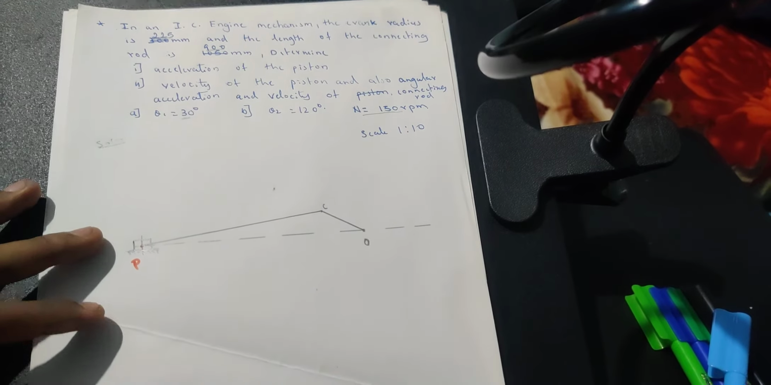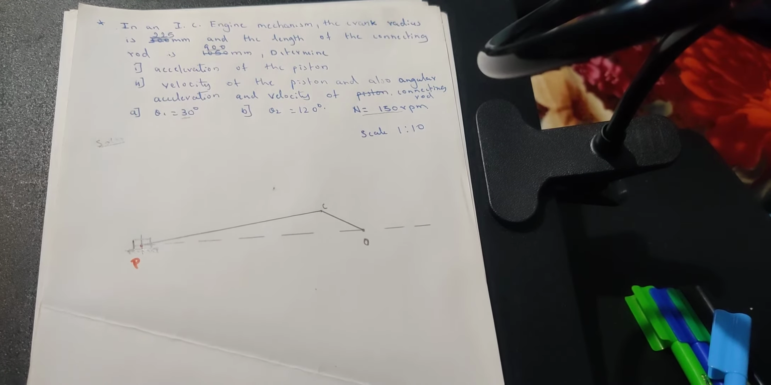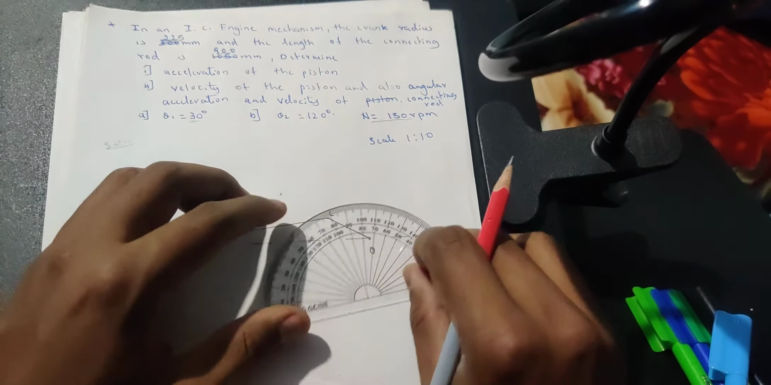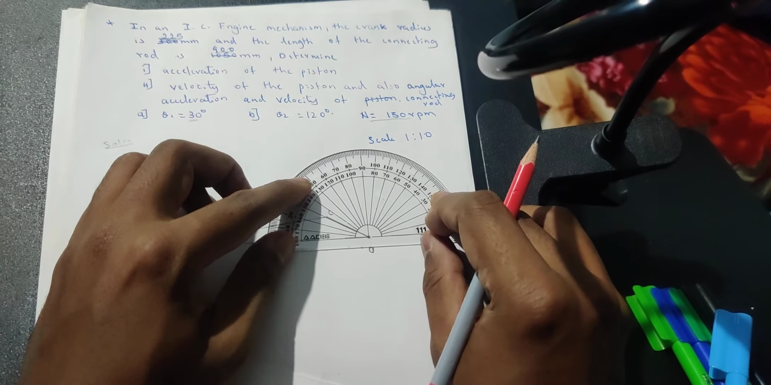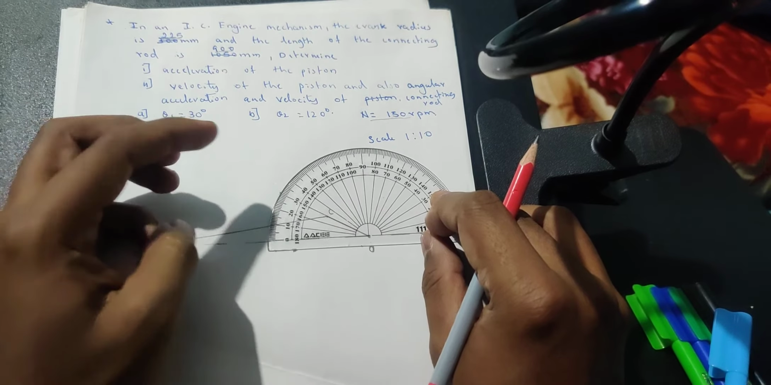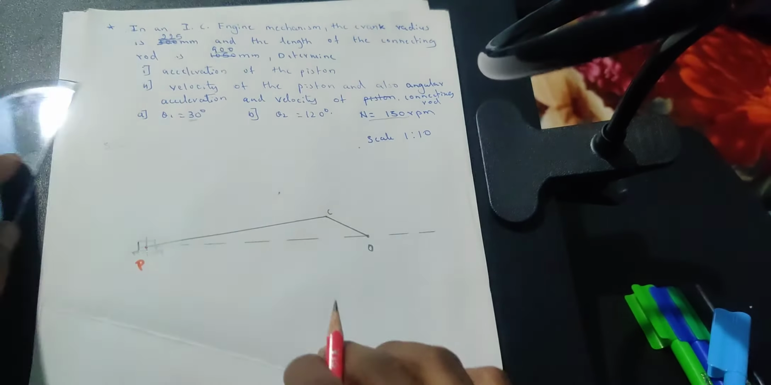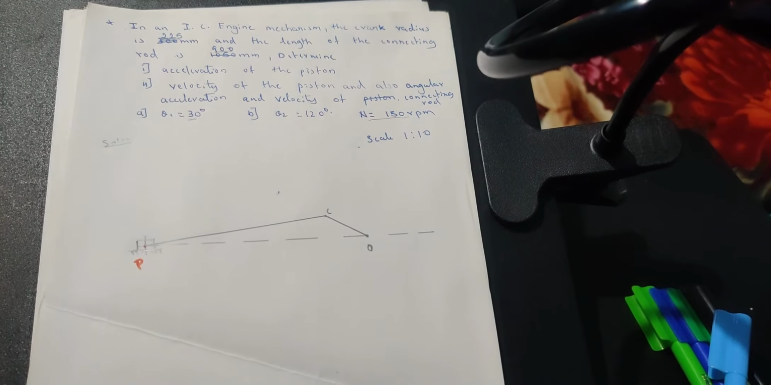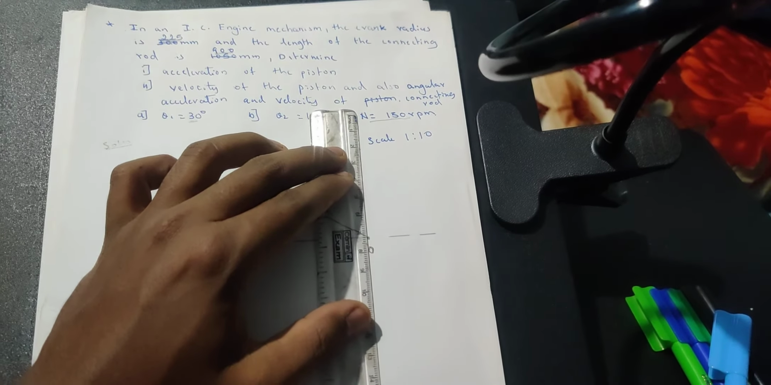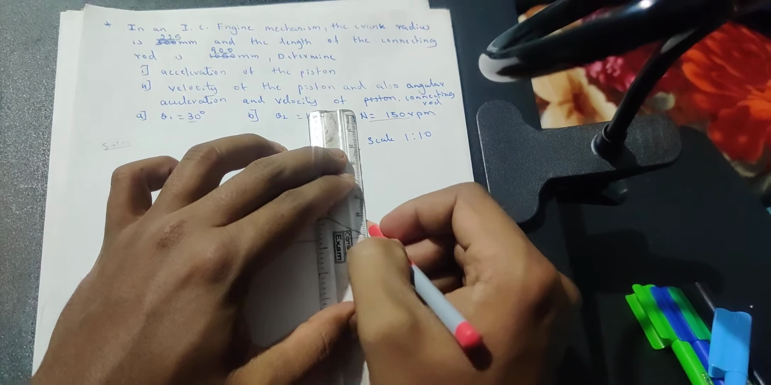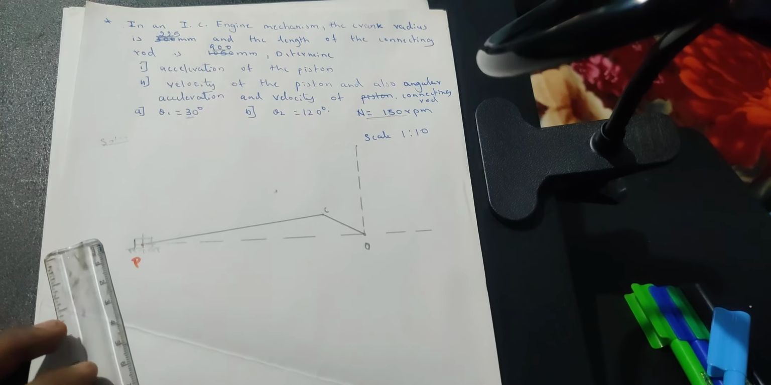Okay, so the next step is we need to calculate the velocity of this particular mechanism. So how to construct a velocity diagram? As we have discussed here, we will be drawing a perpendicular line about this point O. So we'll take it as a 90-degree here. Okay, and then we will extend this.